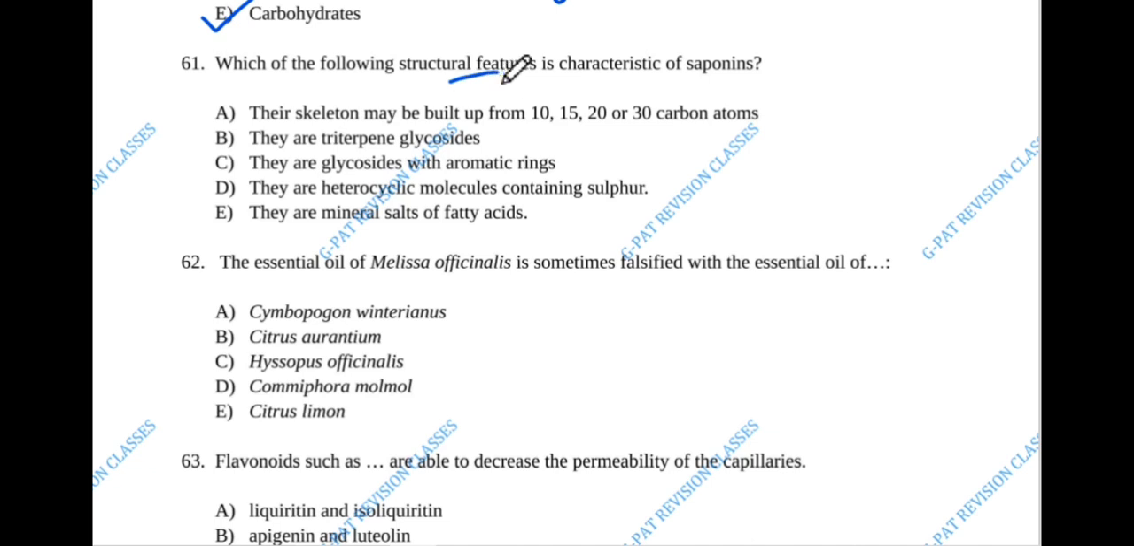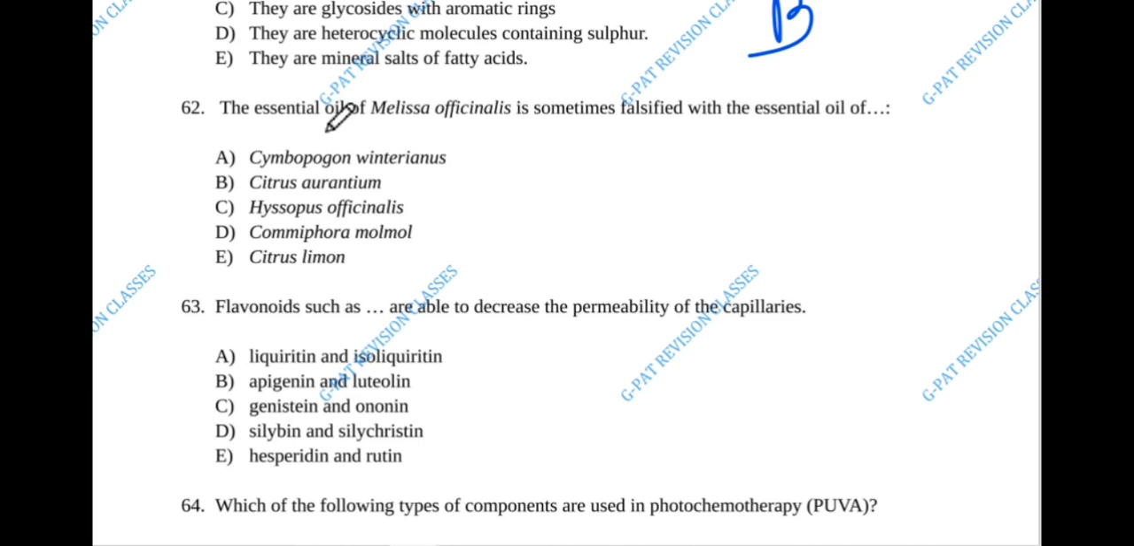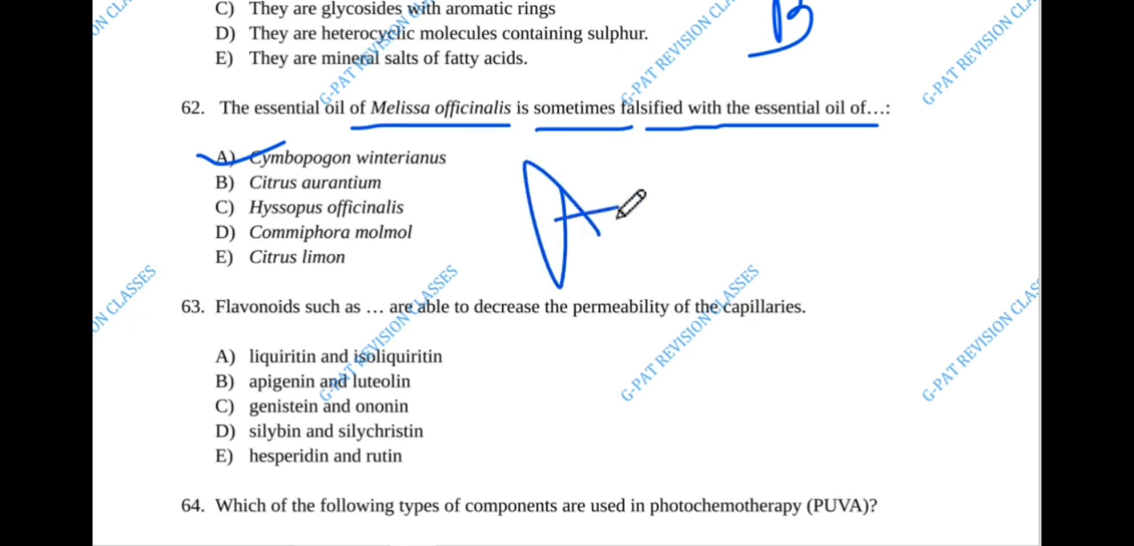Next is 61 question number. Which of the following structural feature is characteristics of saponin? The answer is B. They are triterpene glycoside. Next is 62 question number. The essential oil of Melissa officinalis is sometimes falsified with the essential oil of. The answer is A. Cymbopogon winterianus. The answer is A.